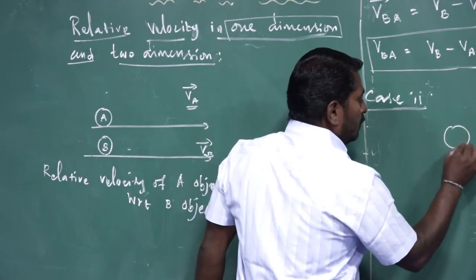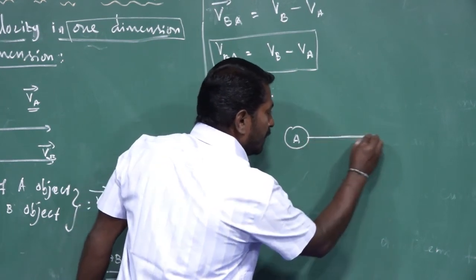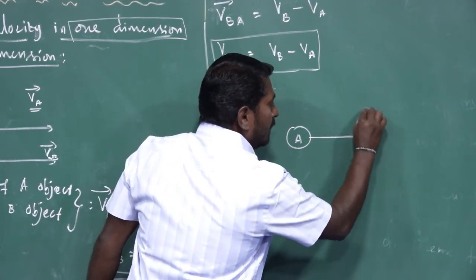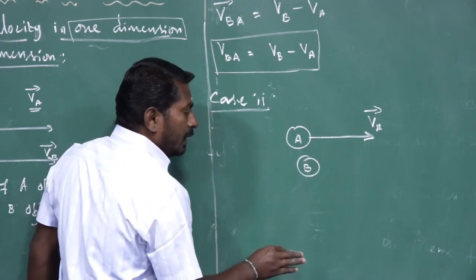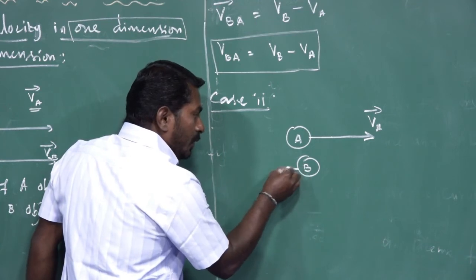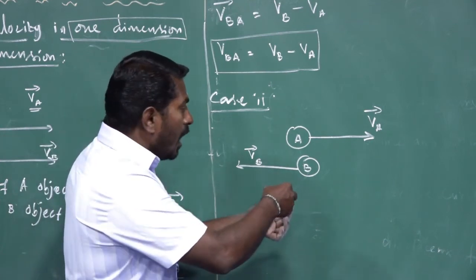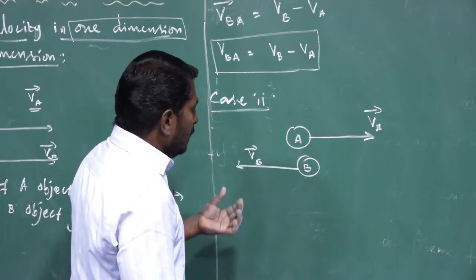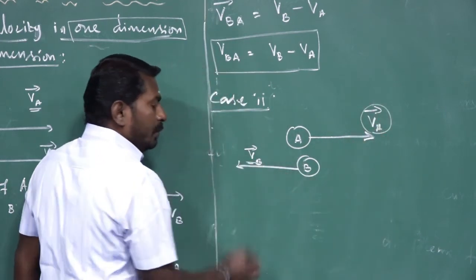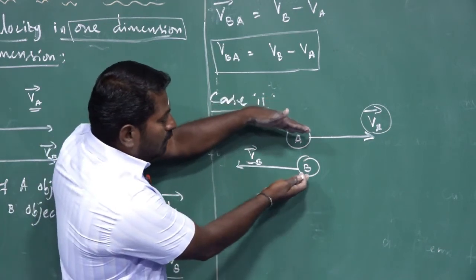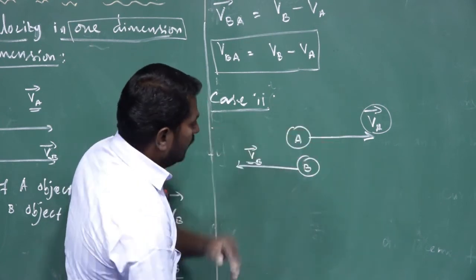let me assume one object A traveling along a straight track along this direction with a uniform velocity VA vector. Another object B traveling along a straight track with a uniform velocity VB vector, but both objects are traveling in opposite direction along that straight line. How can we calculate the relative velocity of A object with respect to B object? It is the second case. Both objects are traveling with different uniform velocities along a straight road, but in opposite direction.